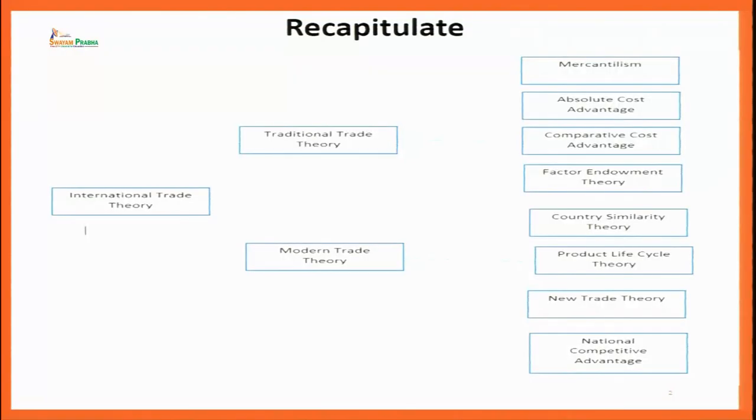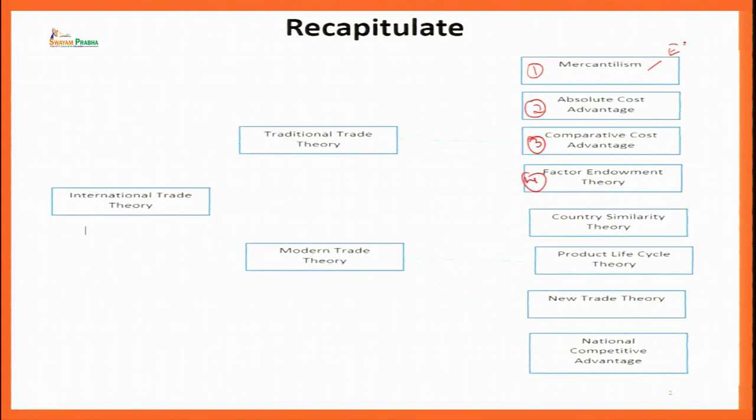Before we start with lecture number 10, let's have a look at the previous lecture, that is lecture number 9. What did we do in the previous lecture? We talked about various international trade theories. International trade theories can be classified under two broad headings: traditional international trade theory and modern international trade theory. Traditional international trade theory has four major areas: one is mercantile, second is absolute, third is comparative, and fourth is factor endowment theory.